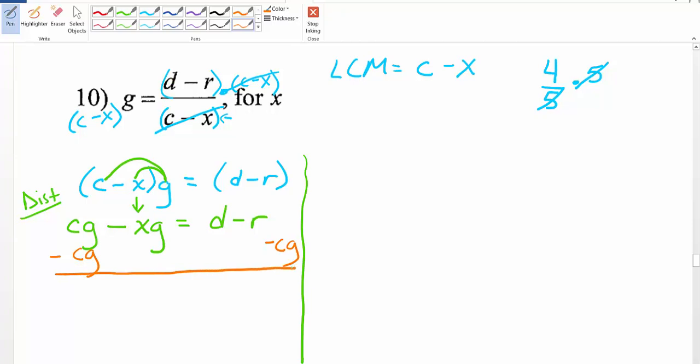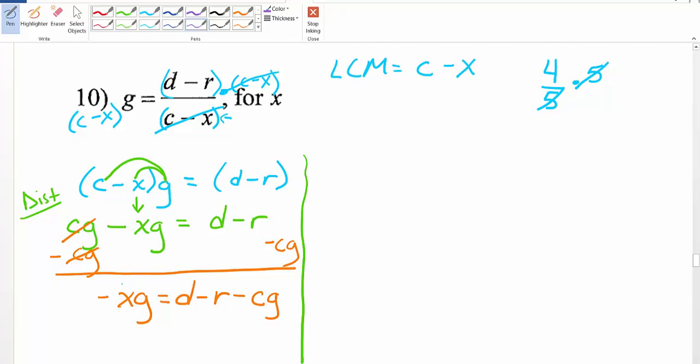On the left side, they'll end up canceling out with one another, leaving us with negative xg equals, on the right side we end up with d minus r minus c times g. Again, all we did there in the green step to the orange was subtract the cg from both sides, because it had nothing to do with x.